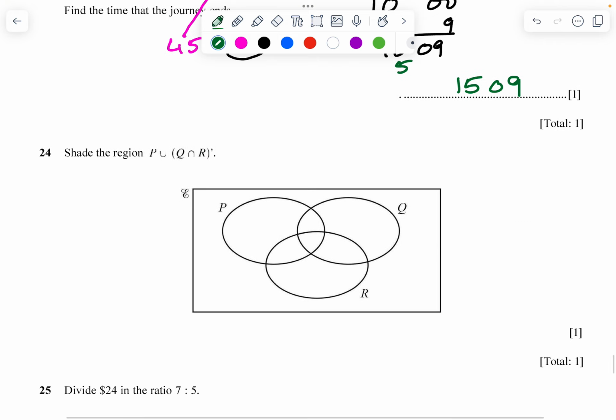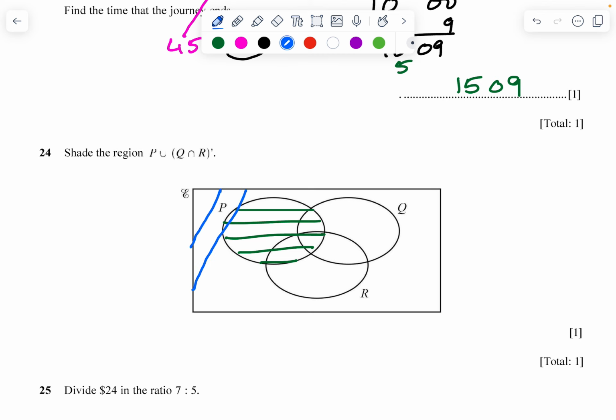Question number 24. Shade the region Q intersection R complement plus P. So first of all, I should shade P, and this is P. To this I should add Q intersection R complement, which is everything except Q intersection R. This part, this part, this part.